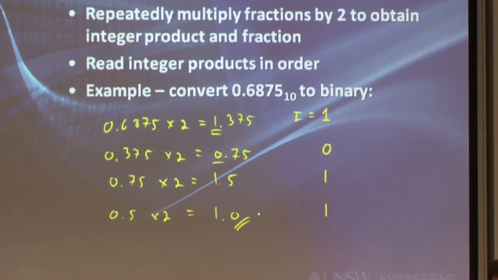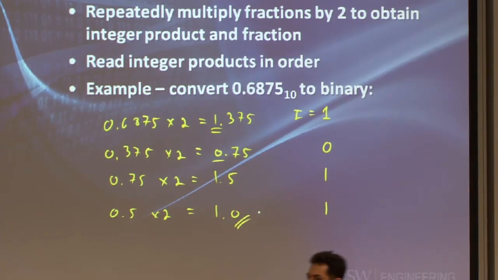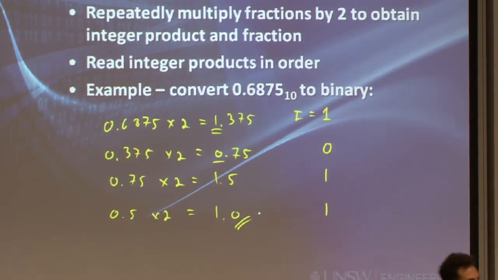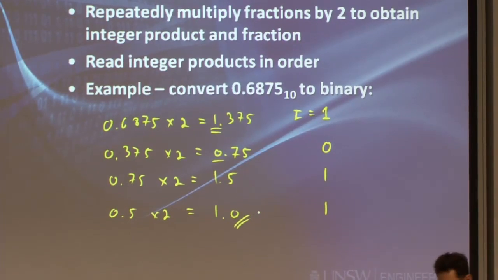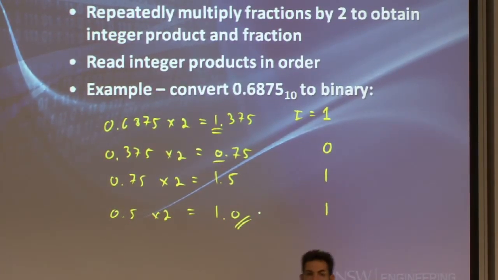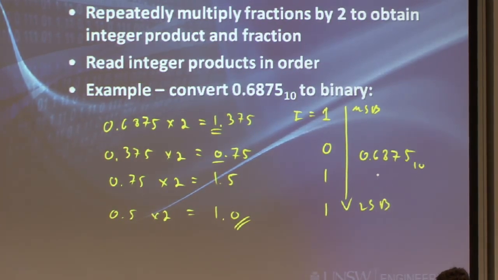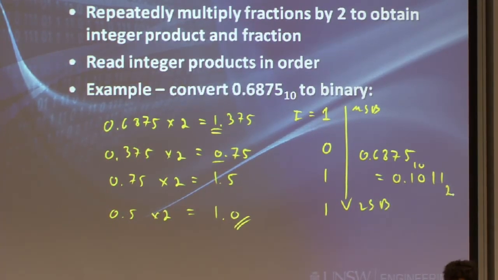But once I get to this 0 here, so 0 fraction, there's no point keep multiplying zeros, because we will just end up at 0 all the time. And this is when we stop, when the fractional part is a 0. In this case, instead of reading it from the bottom up, we'll read it top down. So most significant bit, least significant bit. And now I can say that 0.6875 in base 10 will be 0.1011 in base 2.